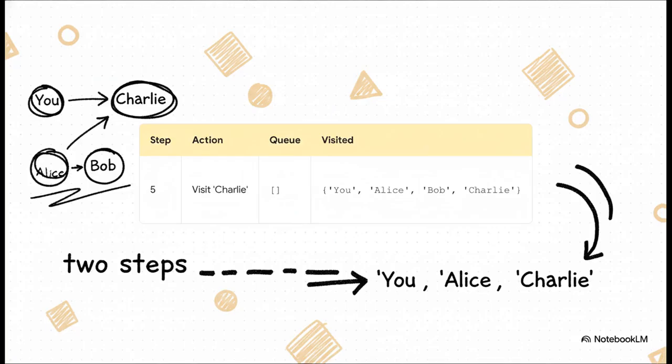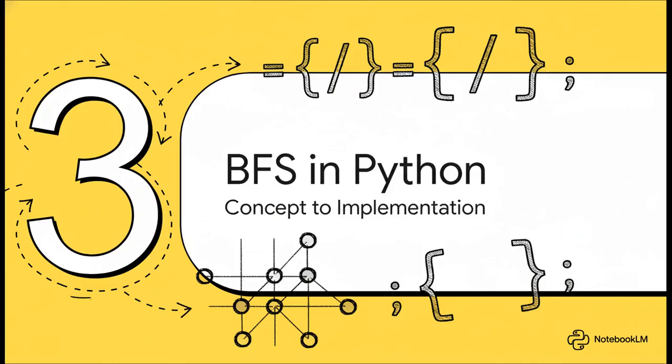Let's say he's the person we were looking for all along, because we explored in those perfect expanding ripples. The moment we find our target, we know we are guaranteed to have found one of the shortest paths. Here, it's just 2 steps. You to Alice, then Alice to Charlie. Done. So that's the logic.